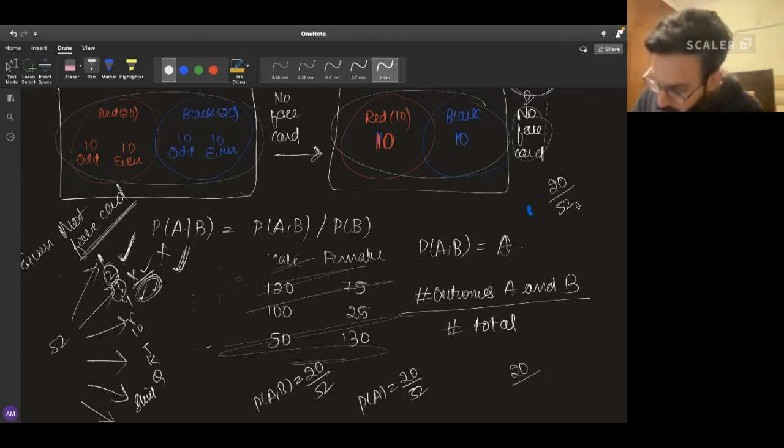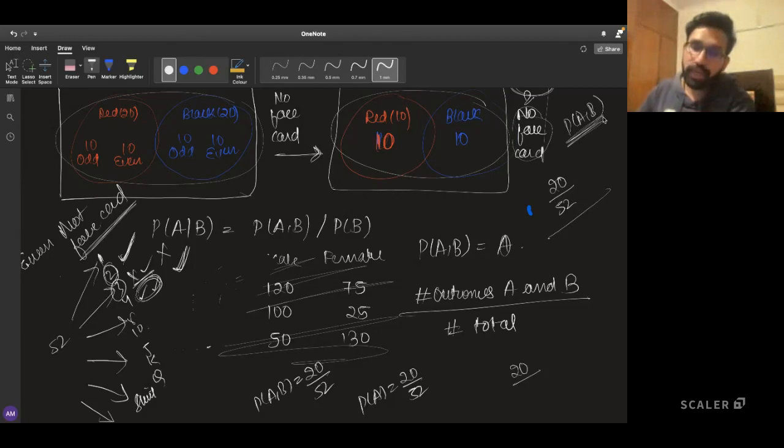It happens to be the case by chance that this example was so bad that even if you calculate the probability of just even numbers, that also comes out to be 20 by 52. But whenever we want to calculate joint probability for any outcome, we'll see if both A and B are true for that case. Okay, I got it.